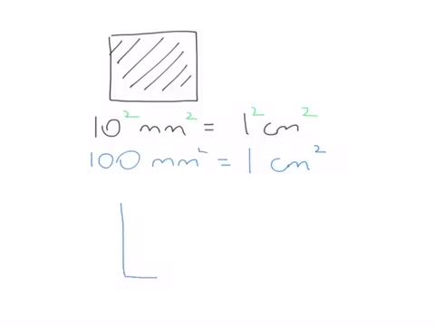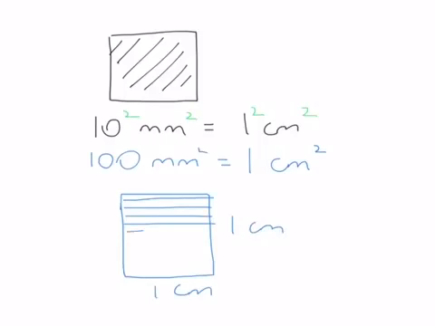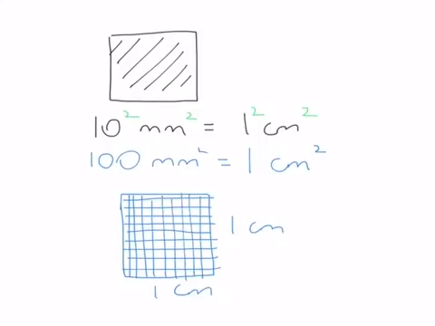So if that square that I've just drawn is 1 centimetre squared, that means that's 1 centimetre by 1 centimetre. If I divided it up into millimetres, there would be 10 little gaps down there. 1, 2, 3, 4, 5, 6. Okay, 10 down that way, and then if I went 10 this way, that means there would be 100 of those squares that would make up that 1 centimetre square.